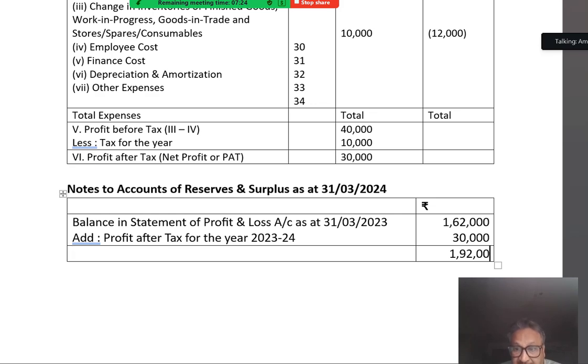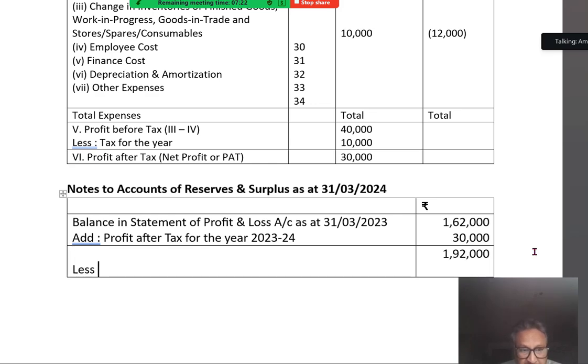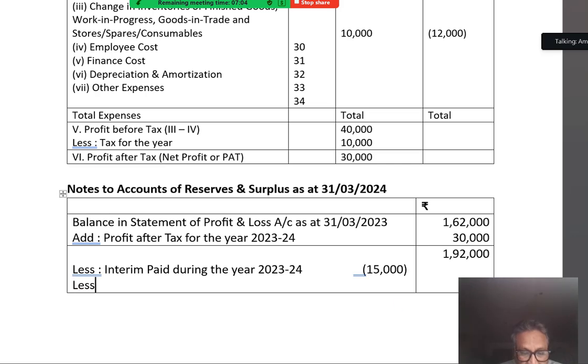Sum total is 1,92,000. From this, if any interim dividend paid during the year 23-24, that is subtracted, right? Let's say amount of that is 15,000. We also subtract dividend appropriated for preference shareholders.